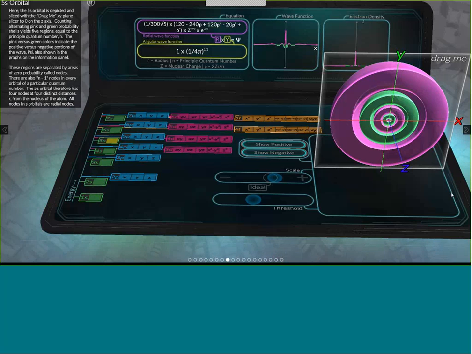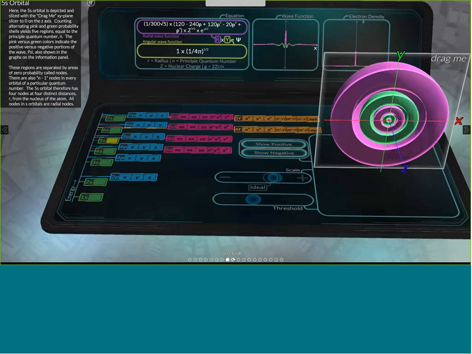So here we have the 5s orbital, principal quantum number 5. So we should have 4 nodes within this orbital. We can see that here with this slice through our set of spheres, with the pink to green region being 1, the green to pink region being 2, the pink to green region being the 3rd, and then the green to pink region being the 4th.